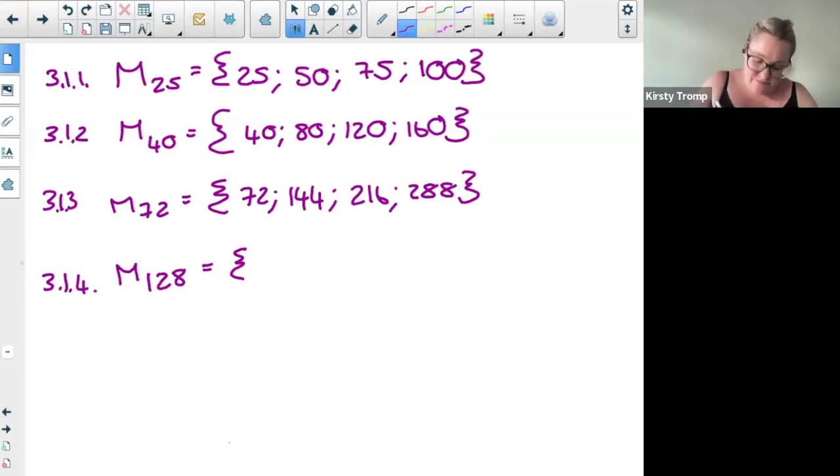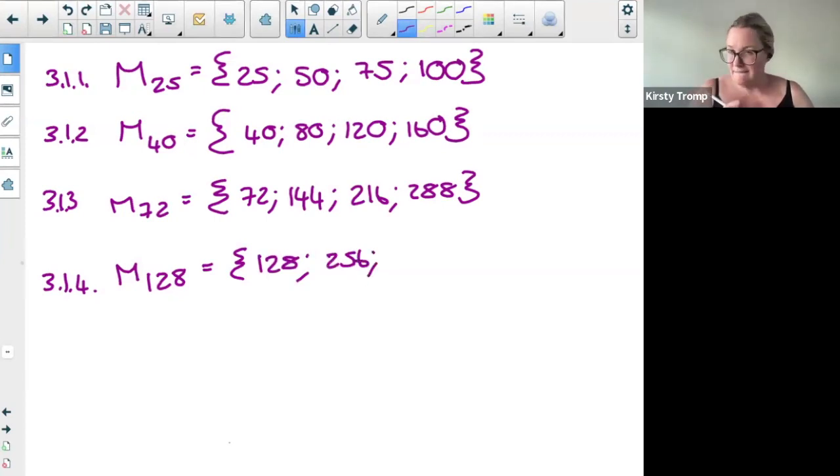128 times 1 was 128. Then 128 times 2 is 256. Rock star. And then 128 times 3 was 384. Well done. 128 times 4 is 512.